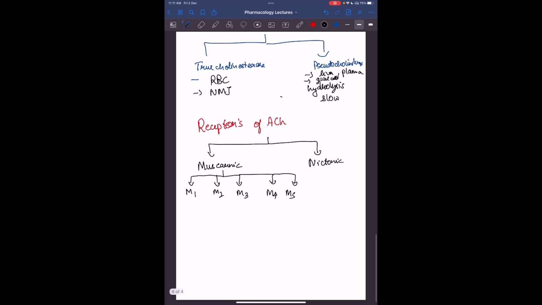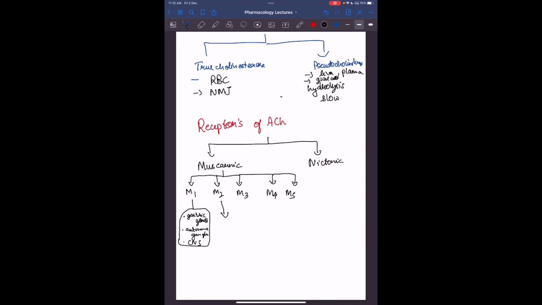So now we should learn about where these receptors are present. M1 receptors are present in gastric glands, autonomic ganglia, and the CNS. And M2 should be cardiac specific.